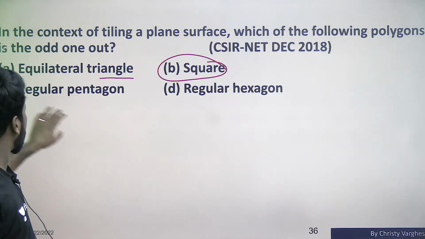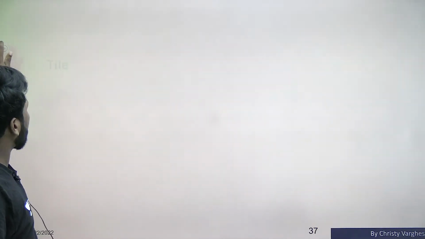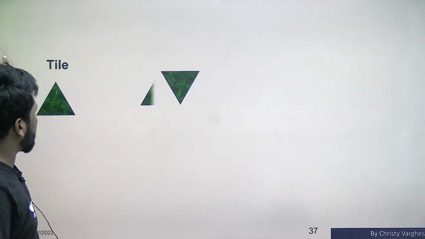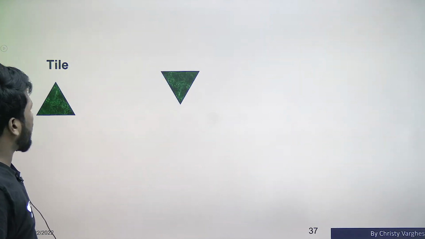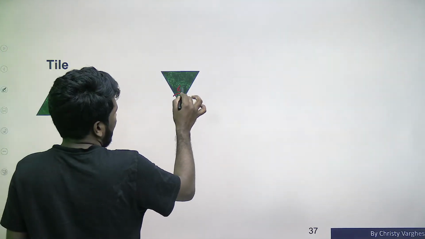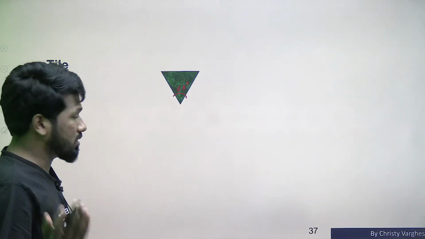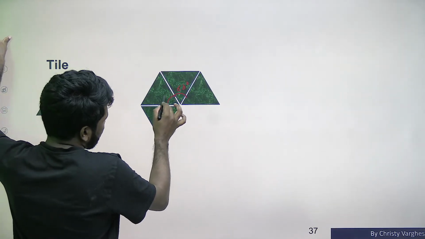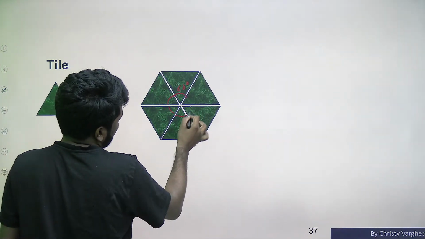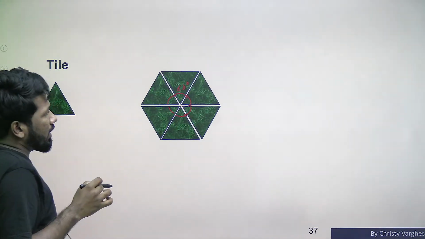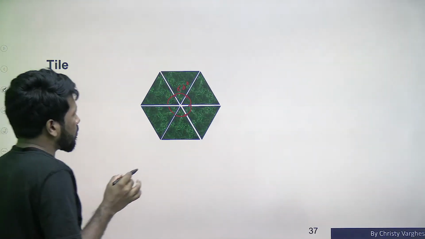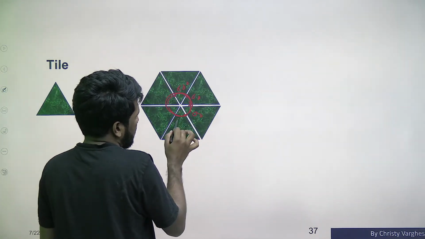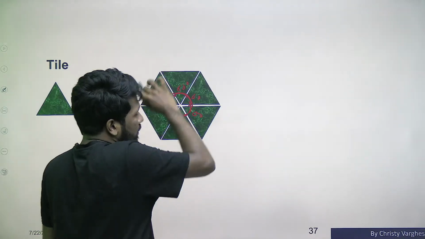But what about equilateral triangle tiling? Equilateral triangle means a triangle with all sides equal and all angles also equal. It is equiangular also, and all angles are equal to 60 degrees. In the last geometry class we discussed questions related to the equilateral triangle also. So this is 60, this is 60, this is 60, this is 60, this is 60. So the tiling is proper. Why am I saying the tiling is proper? Because no gaps are coming. 60, 60, 60, 60, 60, 60. Six 60s will make 360.